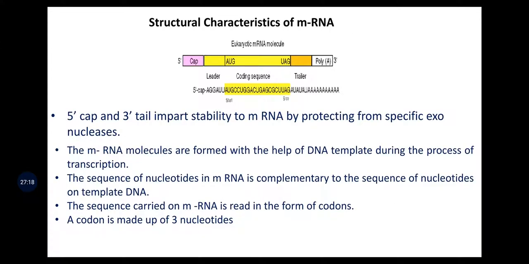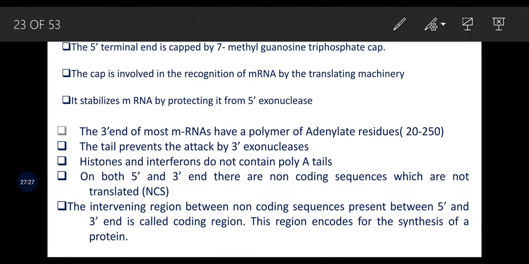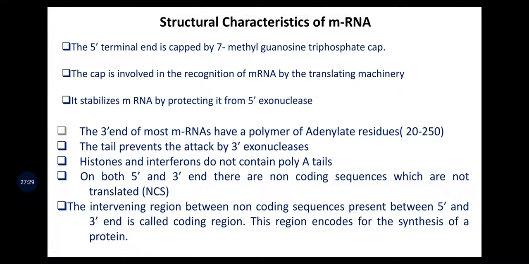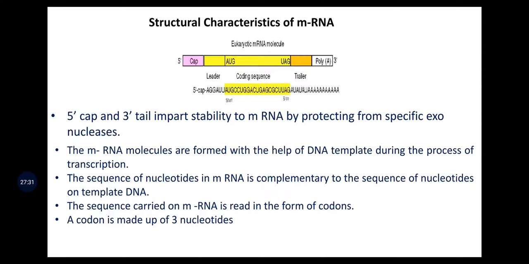This I have already discussed. Coming to the structural characteristics of mRNA, I am talking about the mature mRNA here. The 5' cap and the 3' tail impart stability to mRNA by protecting it from specific exonucleases.